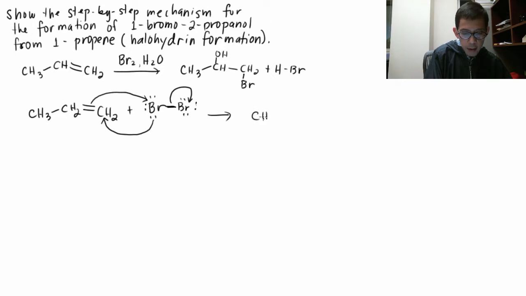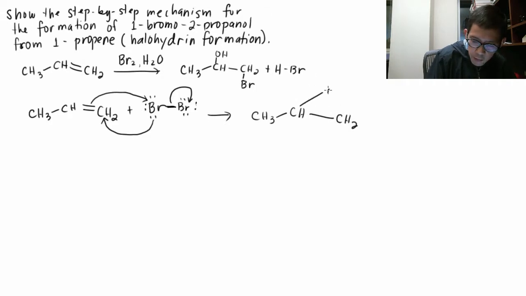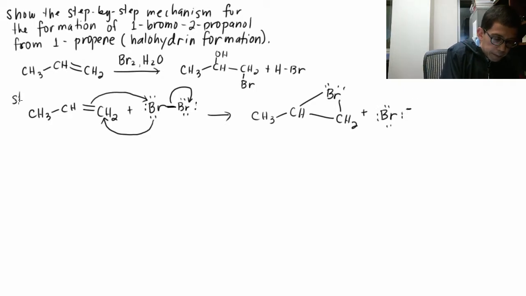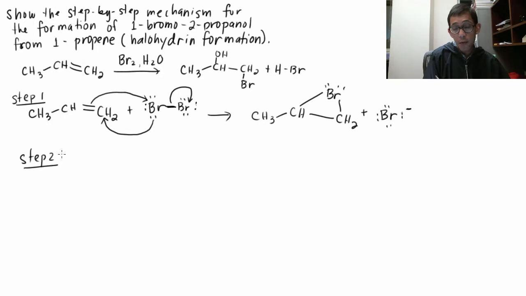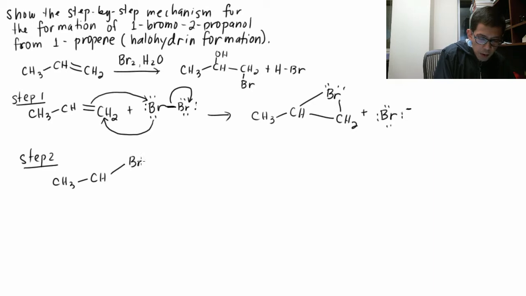This is what you get. CH3, CH. Now you only have a single bond between the two carbons, and now you have this cyclic bromonium compound. And in the process you form a Br minus, a bromide. So that's step one. Step two, the reactant is the product in step one. So CH3, CH, Br in a triangular fashion, CH2.